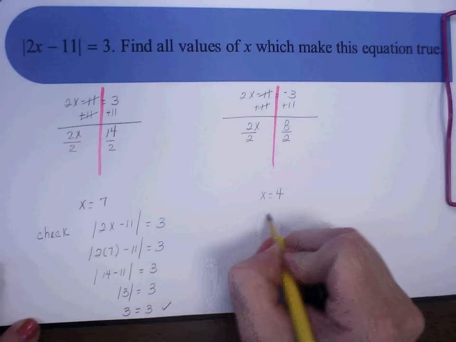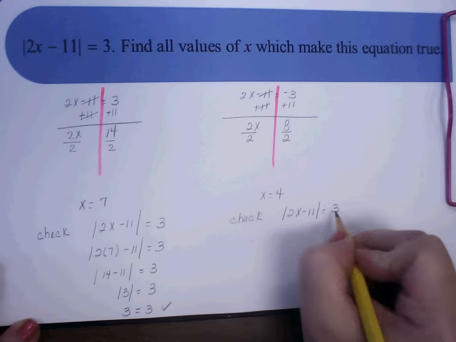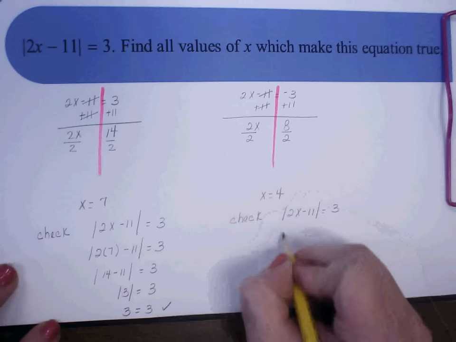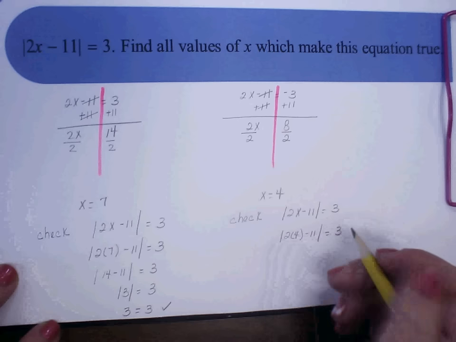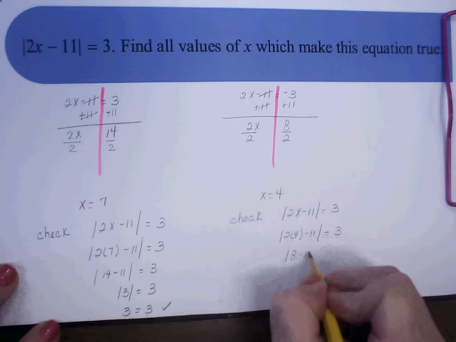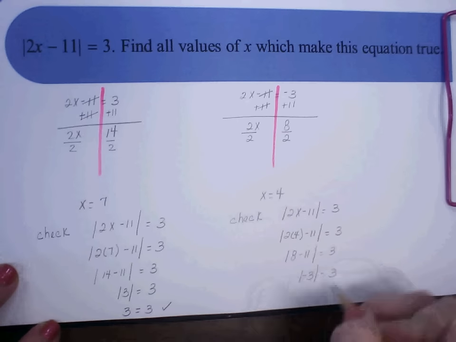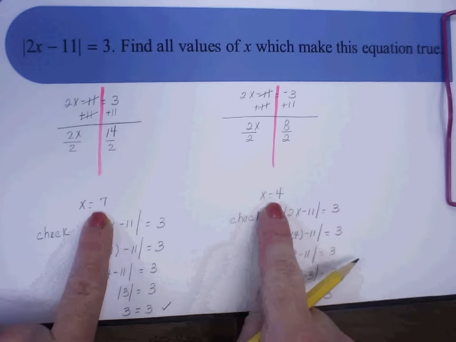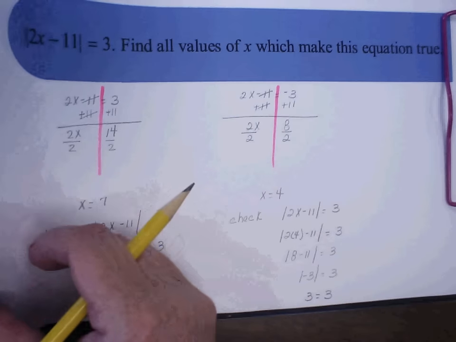Let's try the other one. Write the equation again to check. The absolute value of 2x minus 11 equals 3, the original equation, okay? Now plug in or substitute the 4. So it will be 2 times 4 minus 11. So 2 times 4 is 8. 8 minus 11 is absolute value of -3, and the absolute value of -3 is 3. So see, both solutions checked for this equation. All right, let's try the next one.